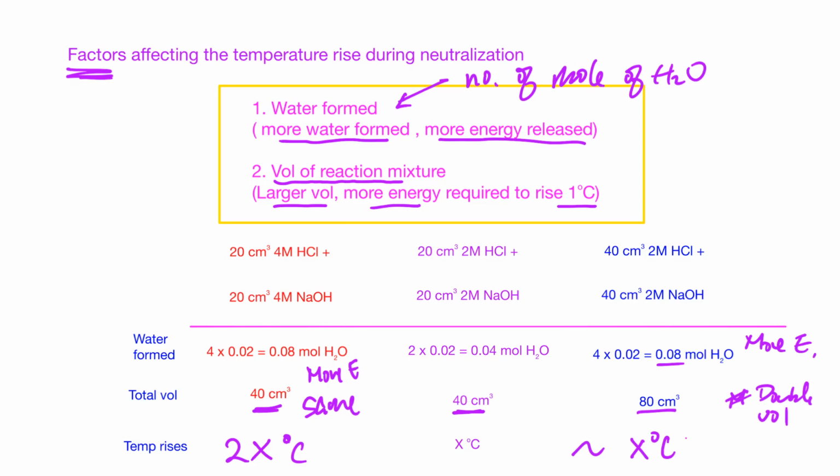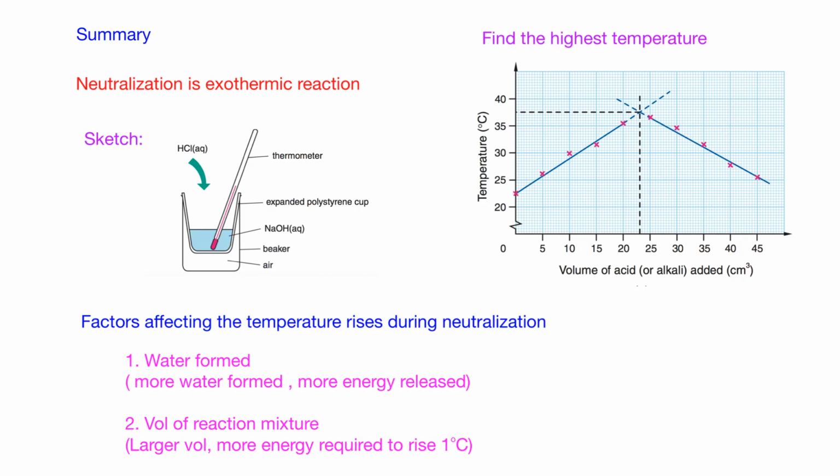So when you consider whether the temperature rises or remains the same, you have to think about 2 criteria. One is the water formed. The second one is the volume of the reaction mixture. So to summarize these videos, you have to know that neutralization is an exothermic reaction. That means heat is given out during the reaction, and then we'll find that the temperature will rise.